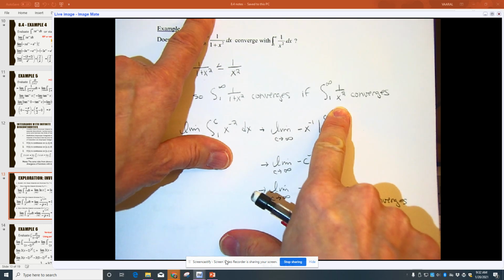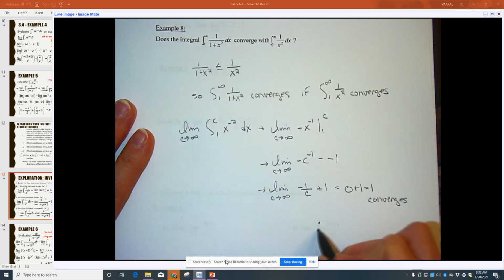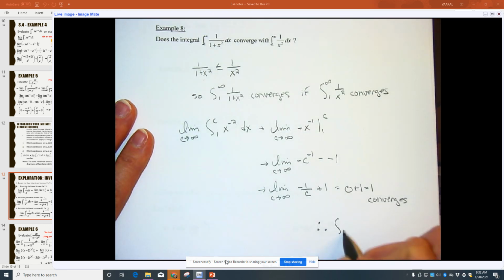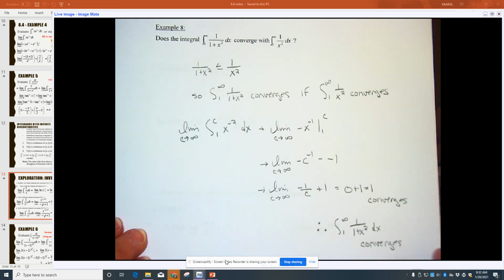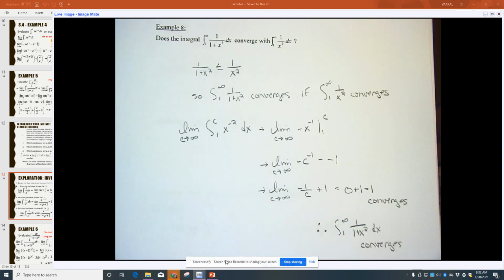So therefore, this integral, 1 over 1 plus x squared, the smaller one, converges, or also converges. Okay, that is it. I'm sure you think that is enough.